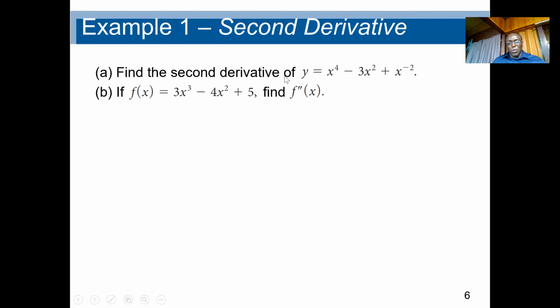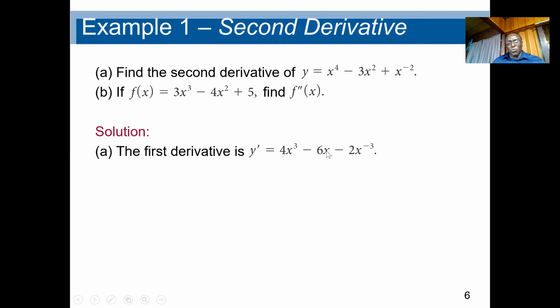So this is an example given to us. They say we should find the second derivative of y equal to s to the power 4 minus 3s squared plus s to the power negative 2. B also, we're going to find f of x equal to 3s cubed minus 4s squared plus 5. We need to find the second derivative.